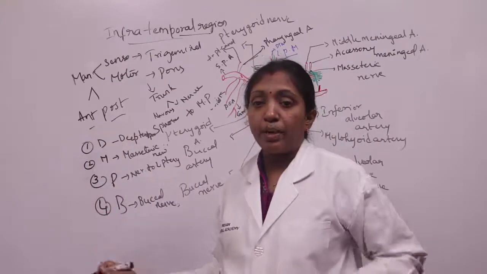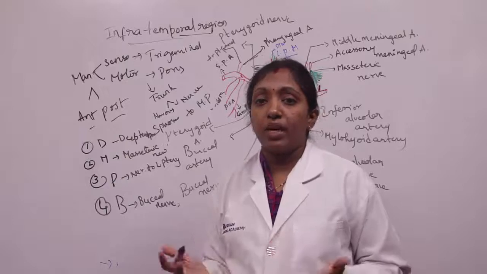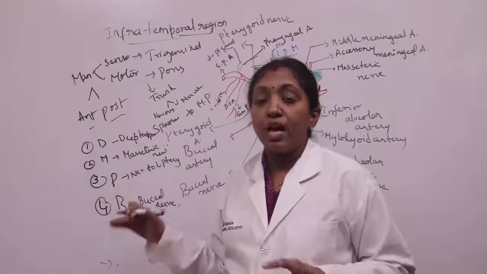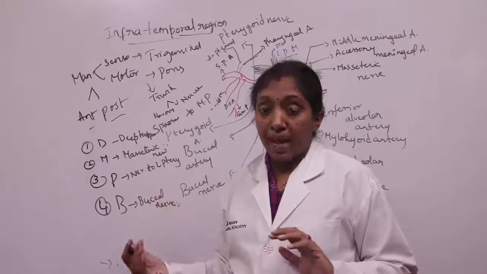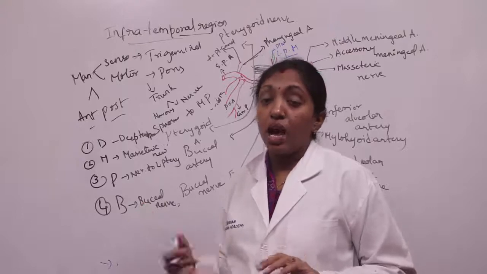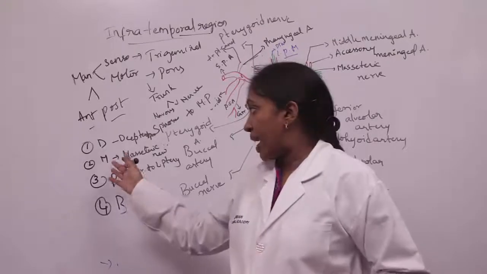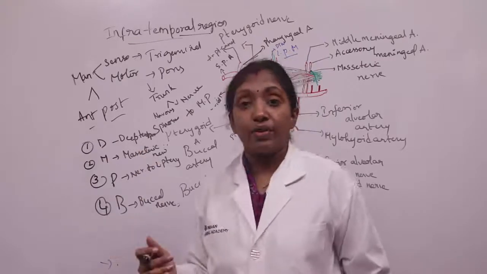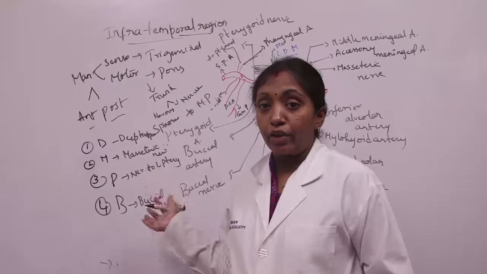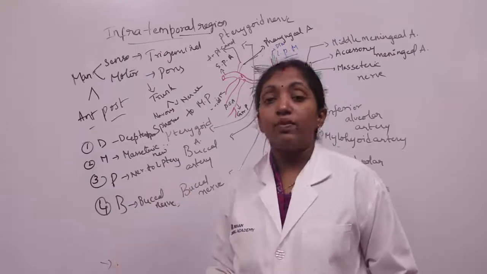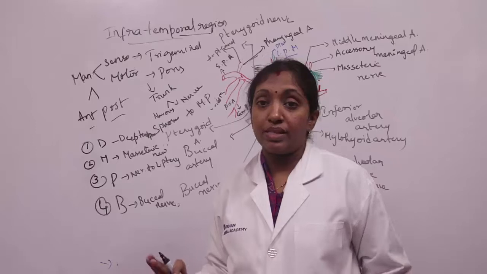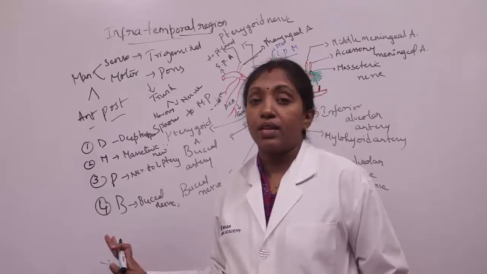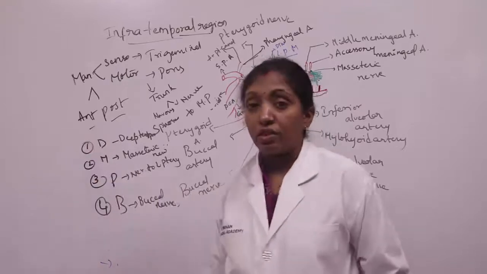So the anterior division of the mandibular nerve gives DMPB branches. D stands for deep temporal. M stands for masseteric. The masseteric nerve supplies the masseter from its deep surface, and it also gives some branches to the temporomandibular joint. P stands for nerve to lateral pterygoid, which supplies the lateral pterygoid muscle, and B stands for buccal nerve, which supplies the skin and mucous membrane over the buccinator muscle, but not the buccinator muscle. So that's about the anterior division of the mandibular nerve.